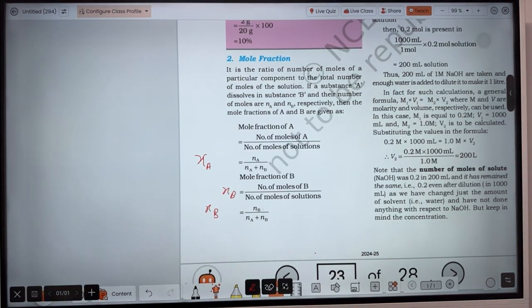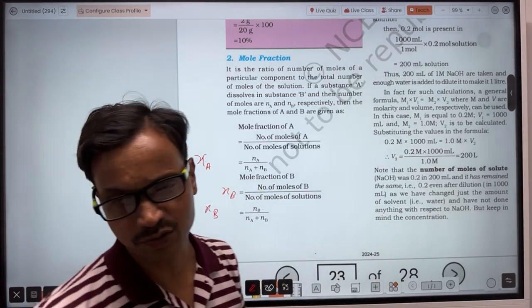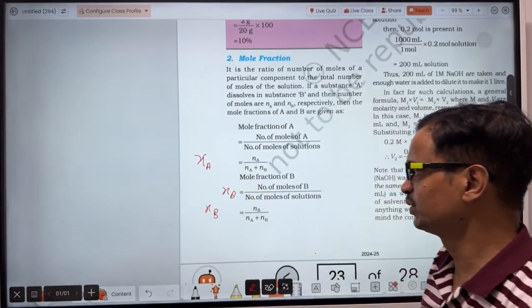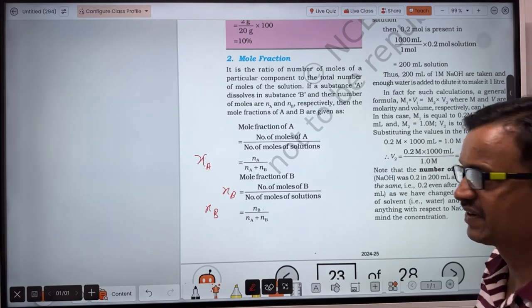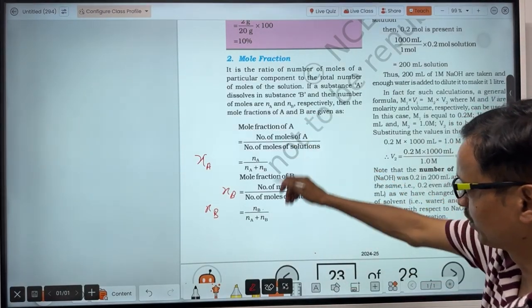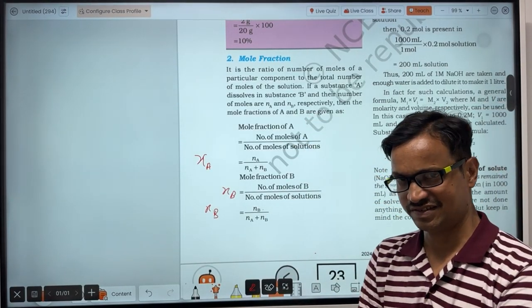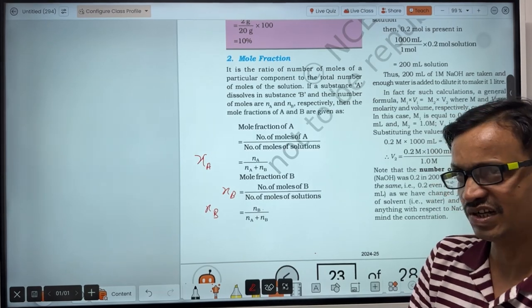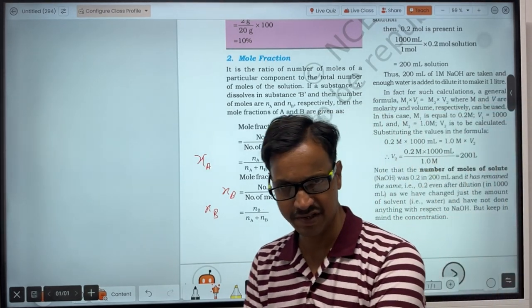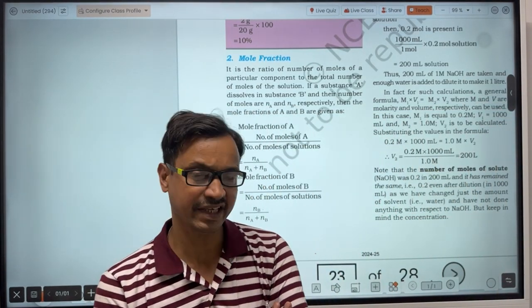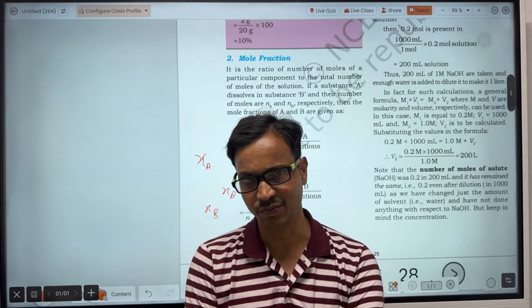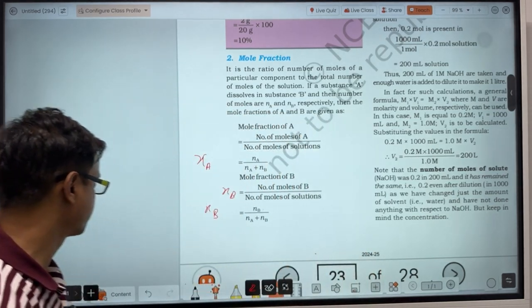Okay, for the binary solution, keep in mind, if there is a numerical question where Na will be given and Nb will be asked, then there is no need to go through the formulas. If it is a binary solution, then chi A plus chi B will be equal to 1.